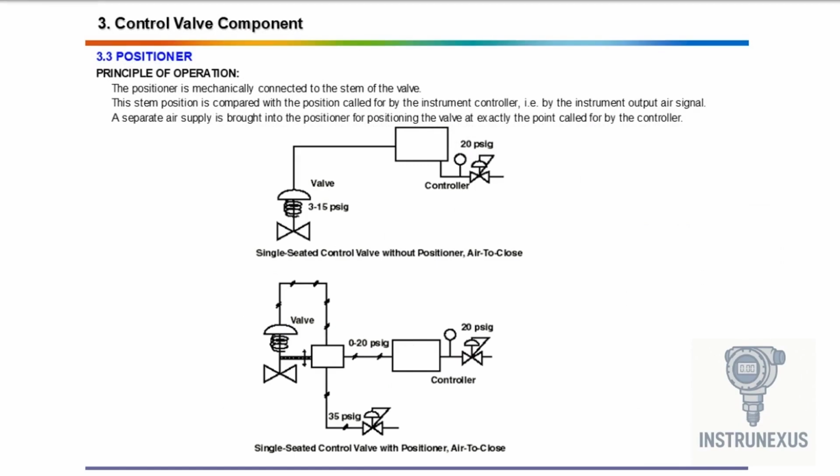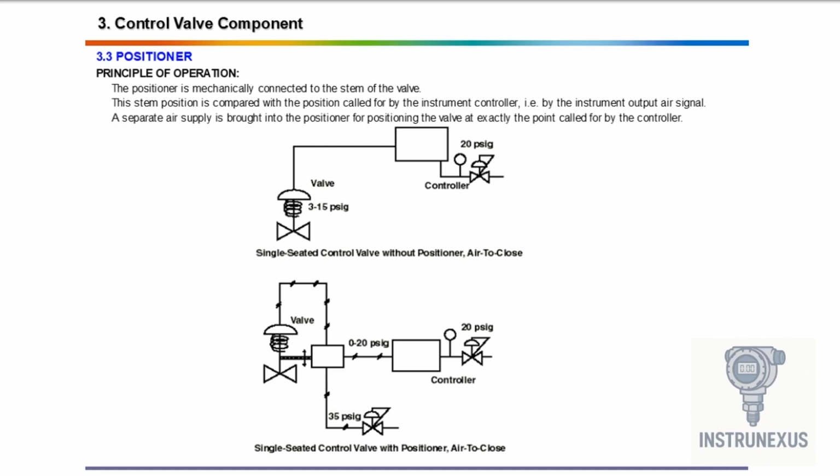This mechanical connection allows the positioner to always know the actual stem position. That's critical. Then comes the controller. It sends out a signal, usually a pneumatic 3 to 15 psi or an electronic 4 to 20 mA signal, telling the valve where it should be.